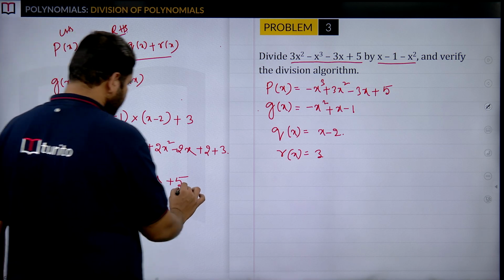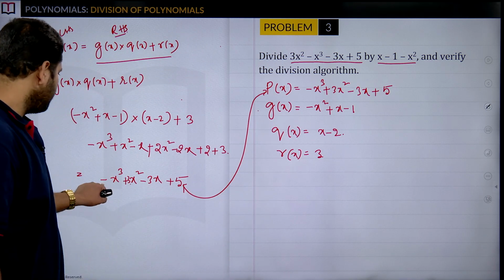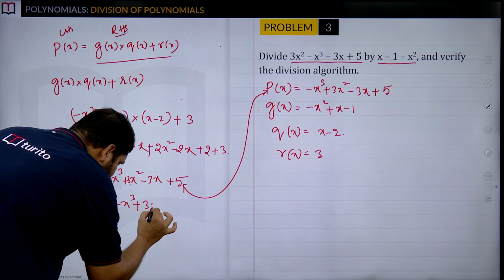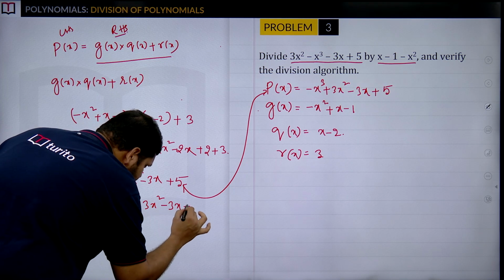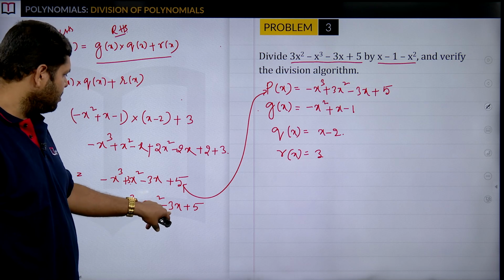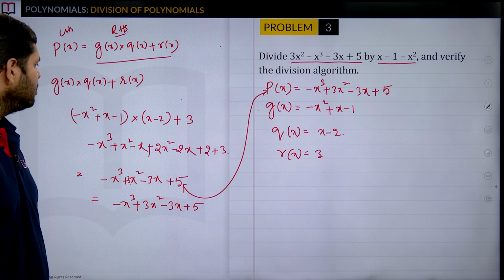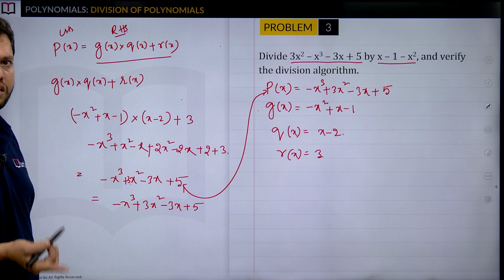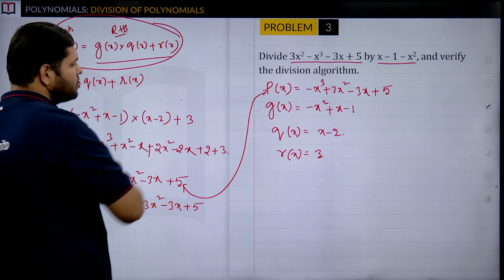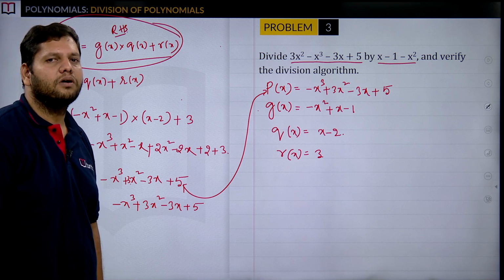Children, just compare this one and this one. x power 3, okay, we will write slowly, children, I will write properly. Minus x power 3 plus 3x square minus 3x plus 5. Children, we got the LHS is equal to the RHS. So this is what, children? Checking by the division algorithm. Okay. So we are going to check this one, whether LHS is equal to RHS or not, by the division algorithm of polynomials.